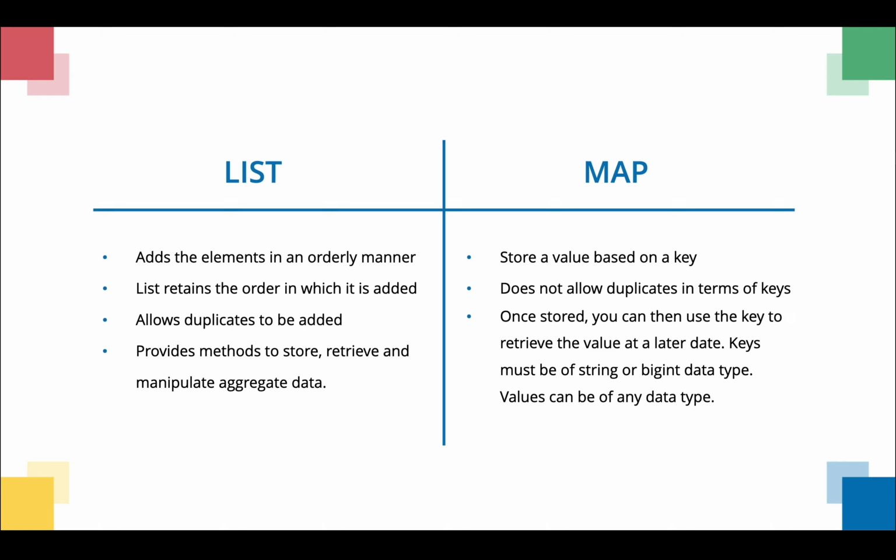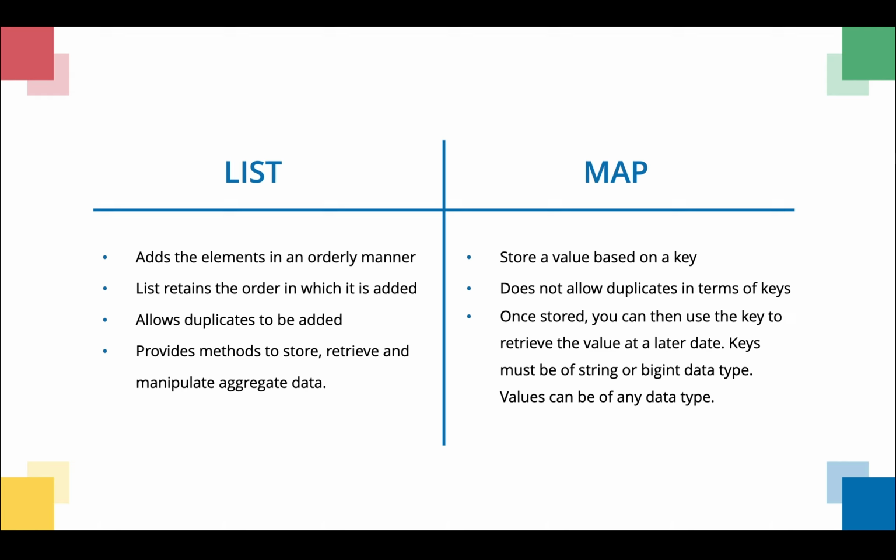Now, another thing about list is it retains the order, like I said. It does allow duplicates to be stored within. A list provides a method for you to store, retrieve, and manipulate all of this data. List is pretty simple. Now let's look at map.